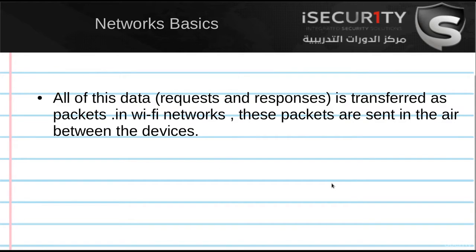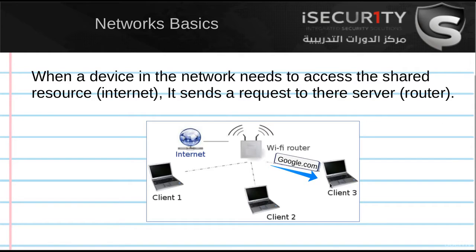Now all of this data, requests and responses, is transferred through packets. So you can imagine all these arrows are a number of packets being sent between the clients and the router. And in Wi-Fi networks, these packets are sent into the air, so they're broadcasted. And if you're within range of these packets, then you can just sniff them, capture them, and read them, and you'll be able to see the information in there.